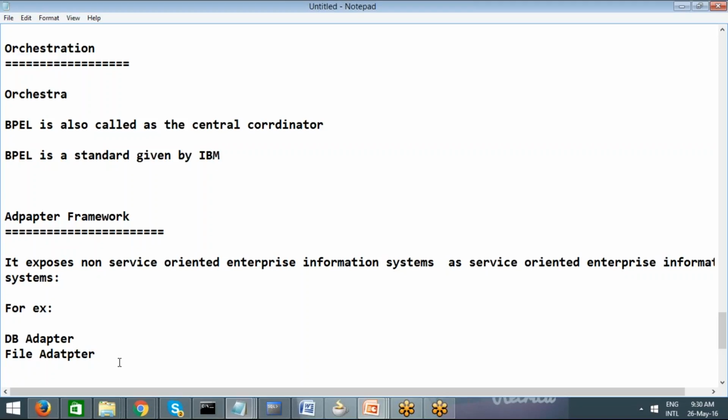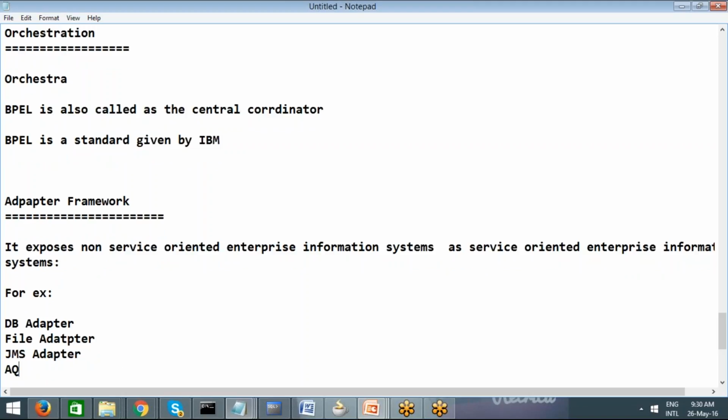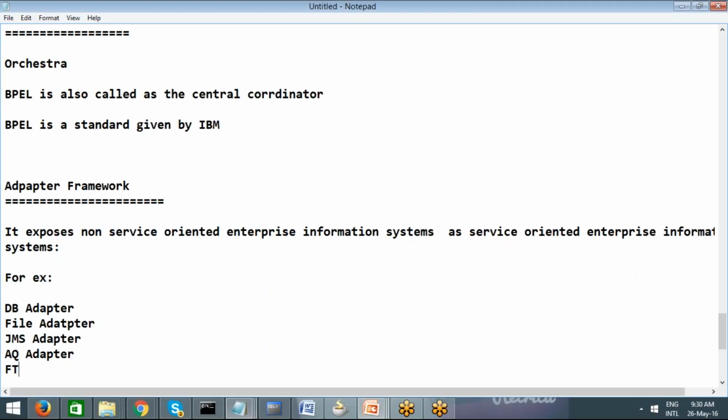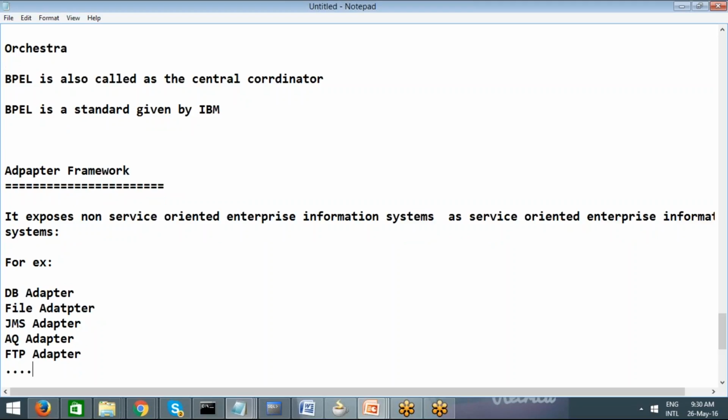And under this framework we have different adapters: the DB adapter, the file adapter, the JMS adapter, the AQ adapter, the FTP adapter, and so on. We'll be talking a lot more about all this. As of now, I just want you to have a high-level idea of what the adapter framework is, and that there is something called the adapter framework which exists in Oracle SOA Suite.